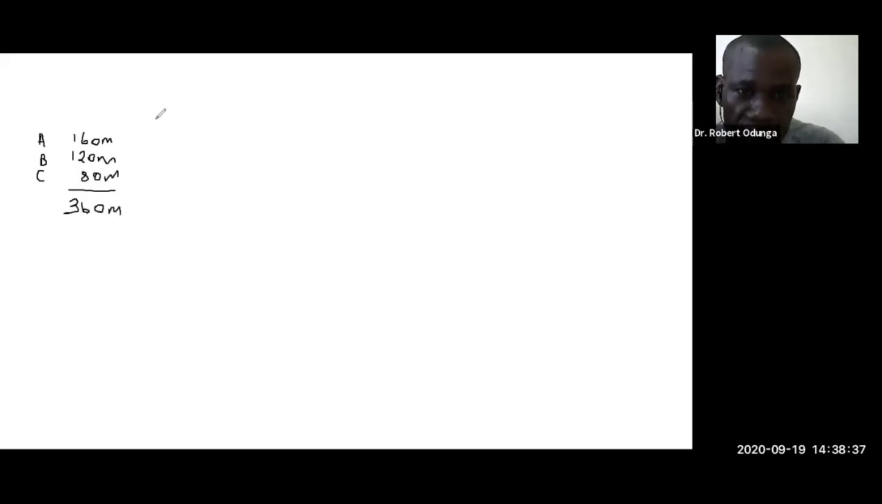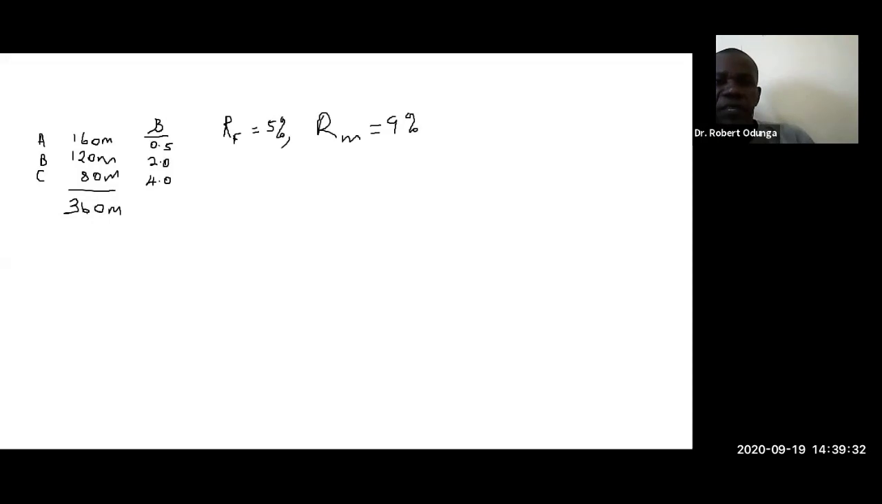Then we have the beta factor. The beta factor of A is 0.5, B is 2.0, and C is 4.0. We are also told that our RF is equal to 5%, and RM, that's the return in the market, is equal to 9%. So that's the information you've been given.